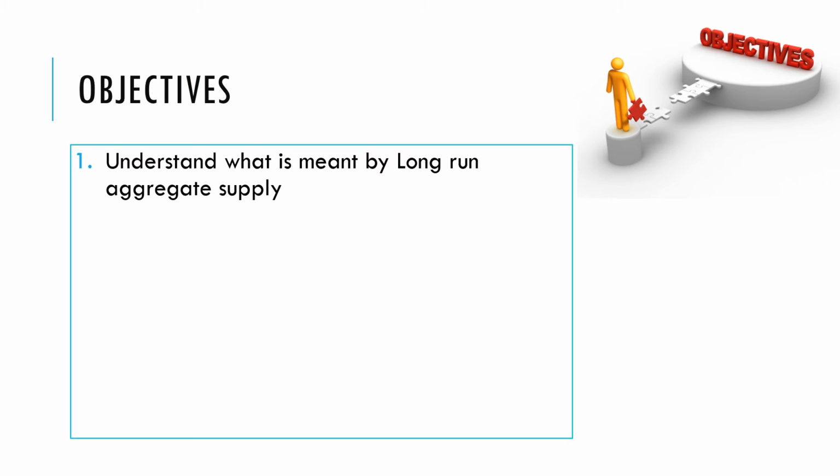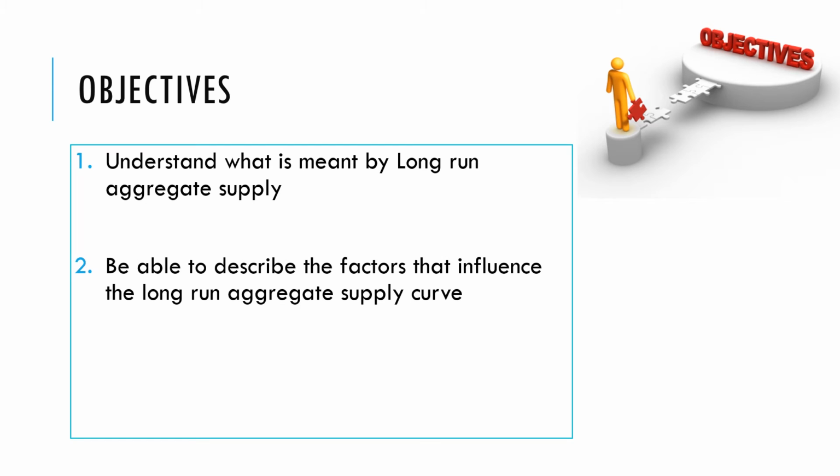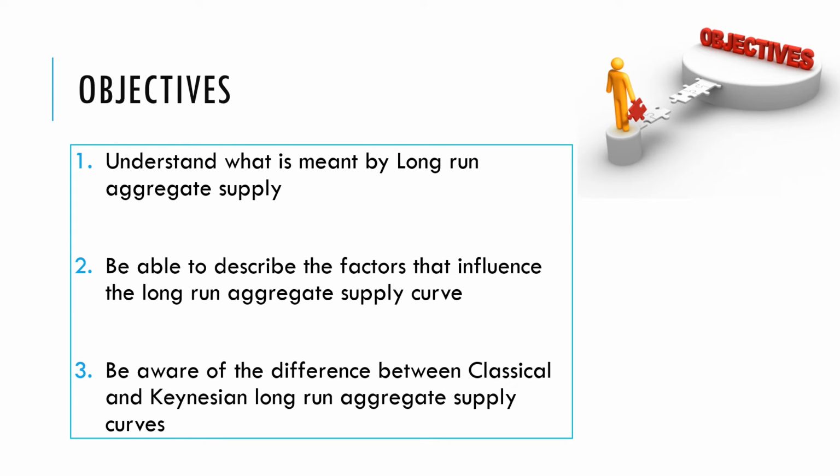So we've looked at what is meant by long-run aggregate supply, and we've looked at the factors that influence the long-run aggregate supply curve. We're now going to move on to quite a tricky topic here, where we're going to look at two different views on what the long-run aggregate supply curve actually looks like. And we'll start off with the classical view and then look at the Keynesian view. You may want to rewind these sections and go through them again, but the key factor we need to take away is that we know the different shapes of the long-run aggregate supply curve.